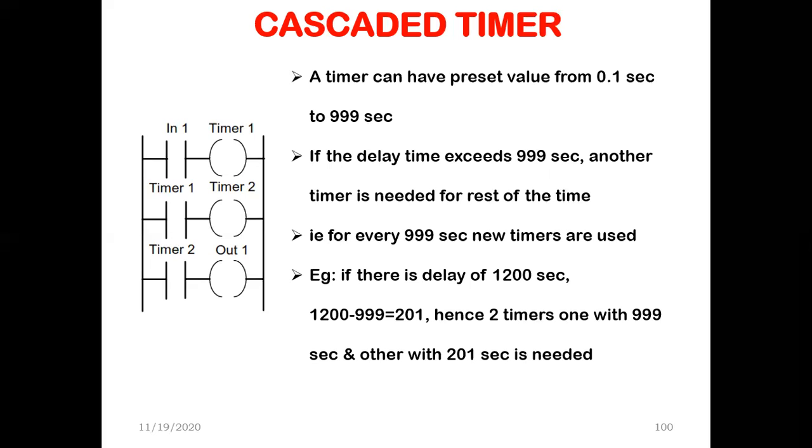So, the next one is the cascaded timer. The timer can have a preset value from 0.1 second to 999 seconds. If the delay time exceeds 999 seconds, another timer is needed for the rest of the time. For example, if there is a delay of 1200 seconds, it will be 1200 minus 999, which is equal to 201. Hence, two timers: one with 999 seconds, the other timer with 201 seconds.